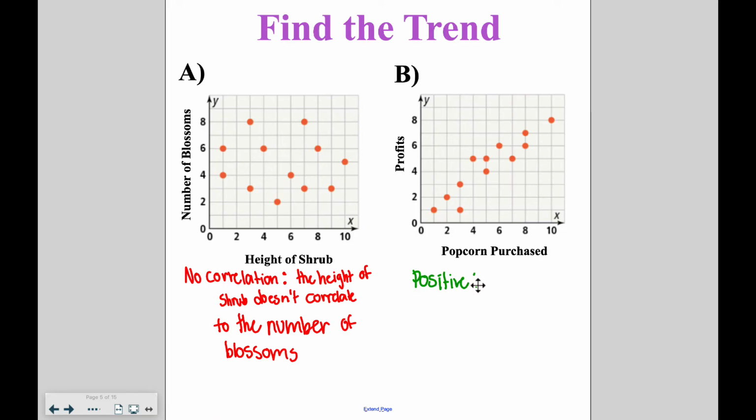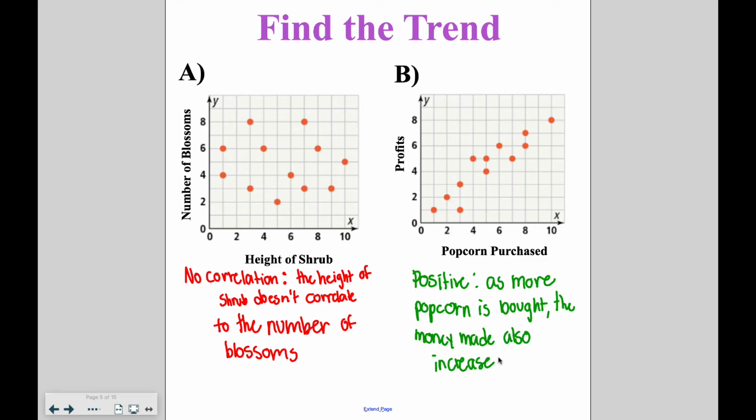And then once again, we want to do a little bit more explanation so that we know what is happening. We would say as more popcorn is bought, the money made also increases. So we want to give an explanation for what is happening on that graph. As more popcorn is bought, the people selling it make more money.